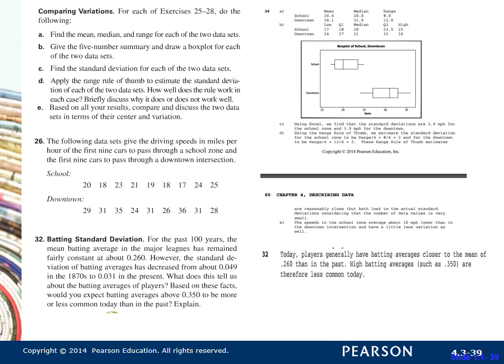Based on these facts, would you expect batting averages above .35 to be more or less common today than in the past? All right, because the standard deviation is smaller today, that means we're tightly clustered about the .260. So a high batting average like .350 would be less common today because it's more tightly clustered. We don't have any Babe Ruths knocking it out of the park all the time. I will not say more than that because I don't follow baseball that much.